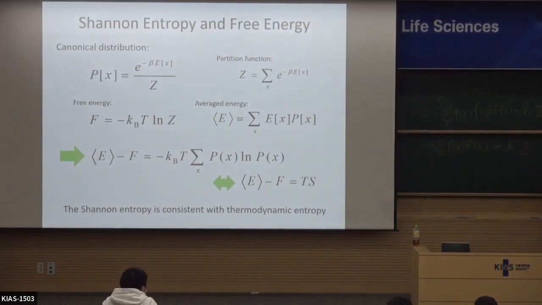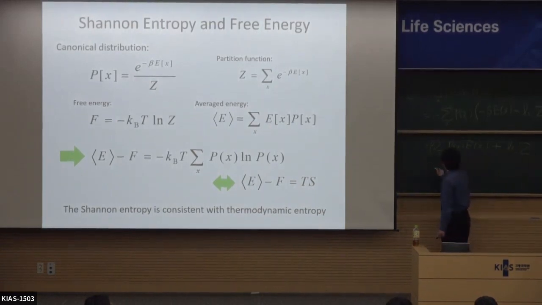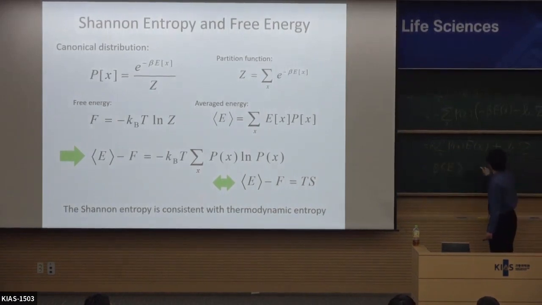And we can calculate like this. So this is just log of P, and this can be converted like this. And this is nothing but E, and this is given by beta of F from the definition of equilibrium free energy.